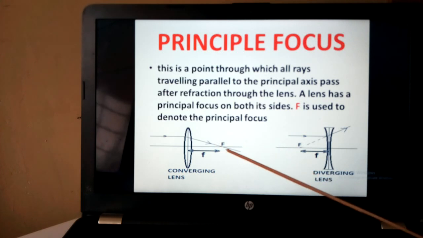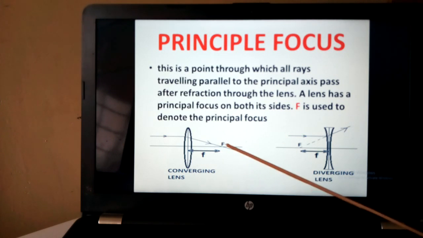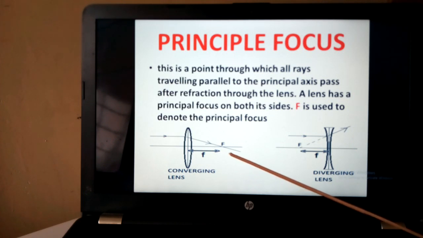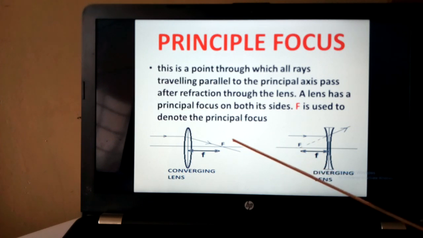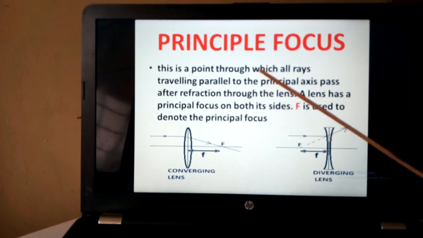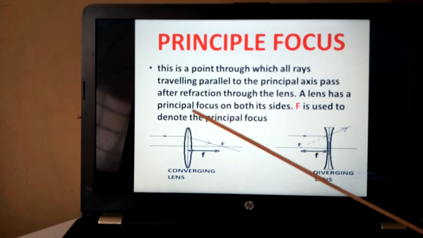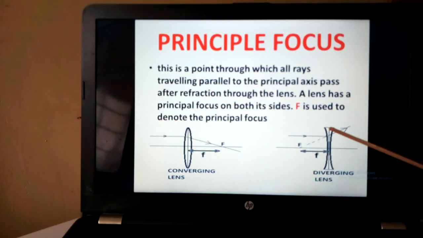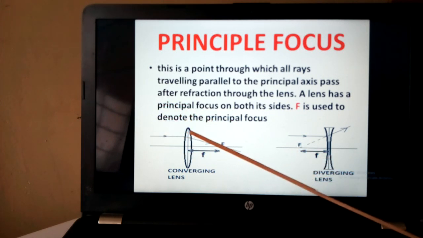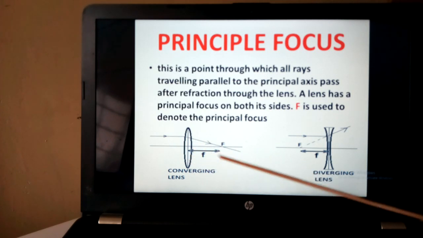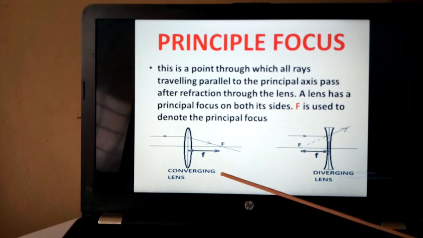For clarity, we start with things like this. But in testing, we are not confined to the way we started. That's why you are supposed to understand the concept, not just the diagram as drawn. One aspect of testing is application of concept to new scenario. So what is the concept? That the rays that are parallel, whatever comes to this lens, after they have gone through, will converge at a point known as principal focus, denoted by capital F.